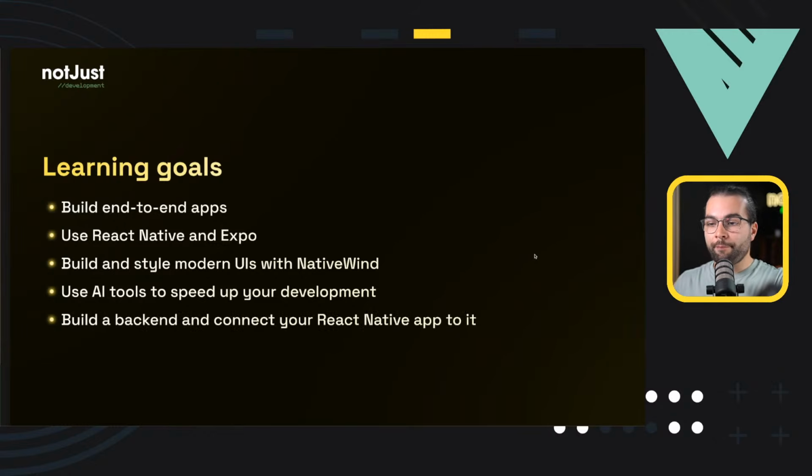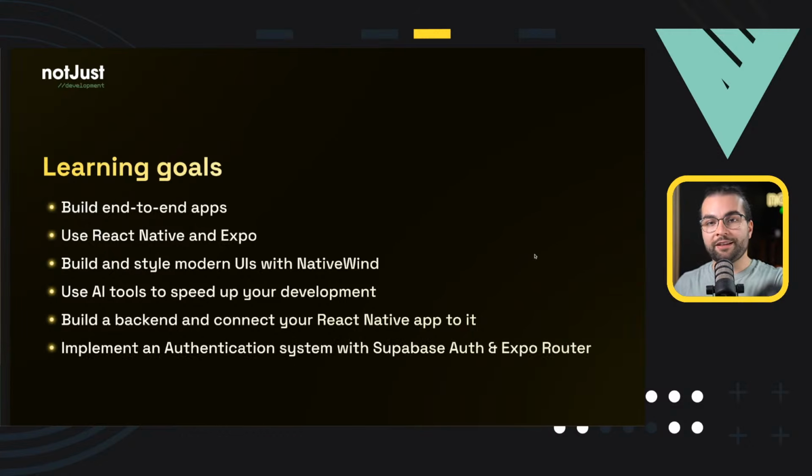We're going to learn how to build a backend and connect it to our React Native application. We're going to implement the authentication system with Supabase Auth and also with Expo Router, because with Expo Router we're going to protect different screens in our application so only authenticated users will have access to them.